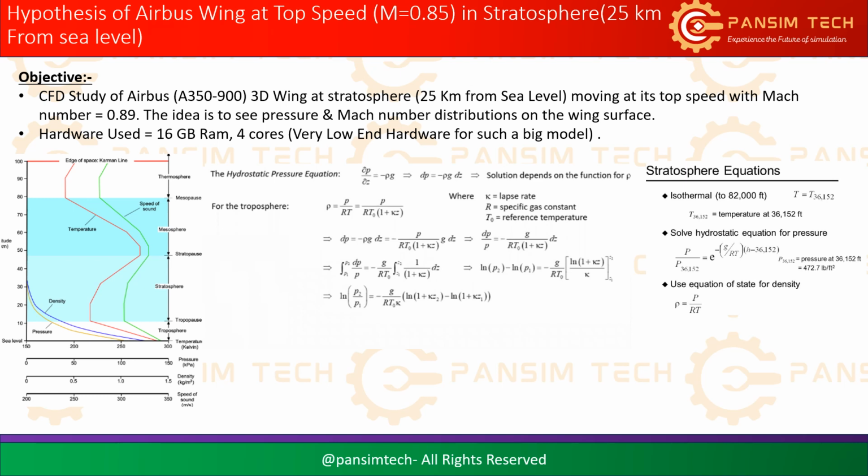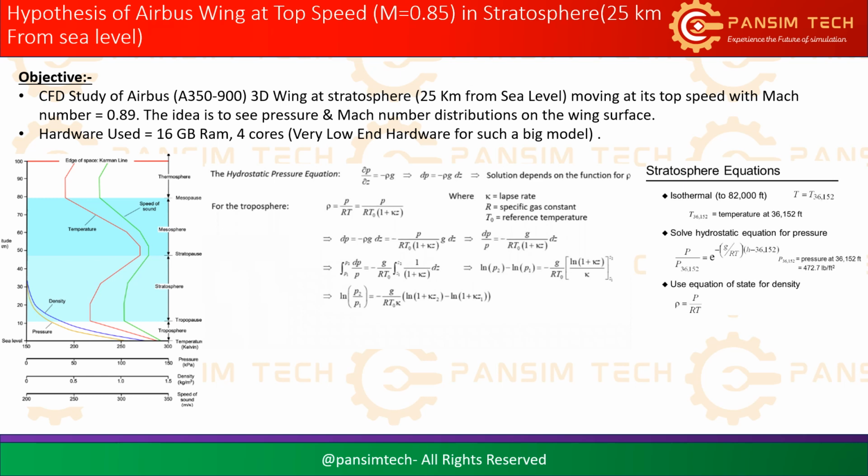Okay, let me tell you something about this model. The Airbus A350-900. 350 means it can carry 350 passengers, so a large number of passengers. It is a very big model. The interesting point of this case study is the aircraft is at 25 km moving at its top speed with Mach number 0.89, and the idea is to see the pressure and Mach number distribution. The hardware used for this is only very nominal, a very low end configuration, you can say 16 GB RAM, 4 cores only, and for such a big model we simulated with this hardware. So it can be used for study purposes, etc.